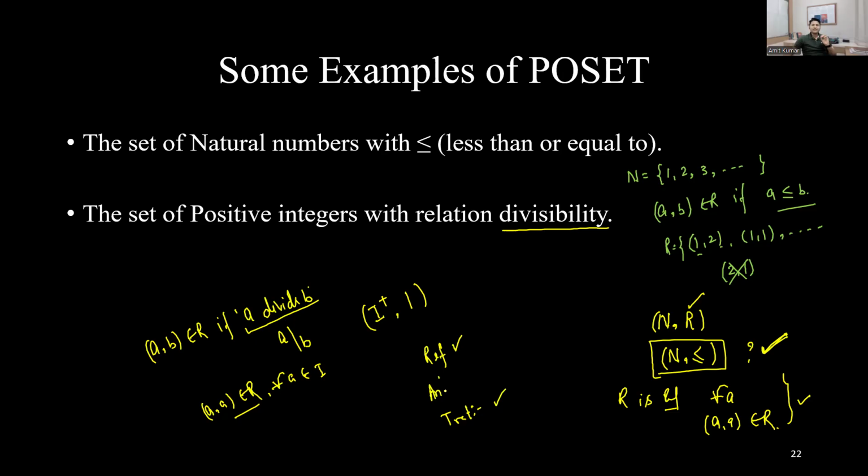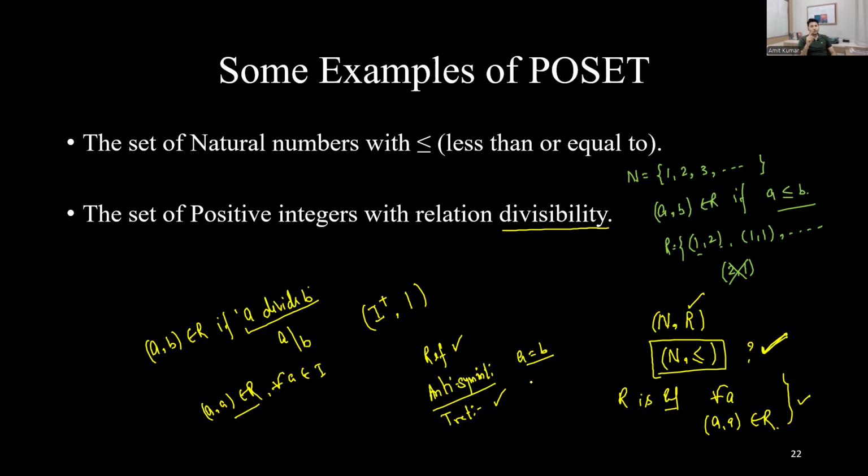Talking about anti-symmetric: a relation is said to be anti-symmetric whenever (A, B) is in R and (B, A) is in R, then A must equal B. In the context of divisibility, if A divides B and B divides A, then A will always equal B. If you take two different numbers A and B, let us take 4 and 8.